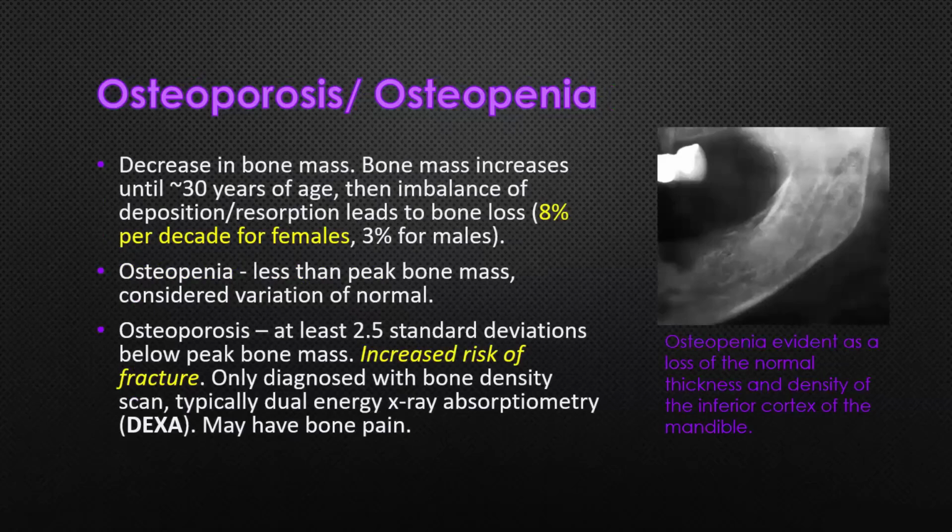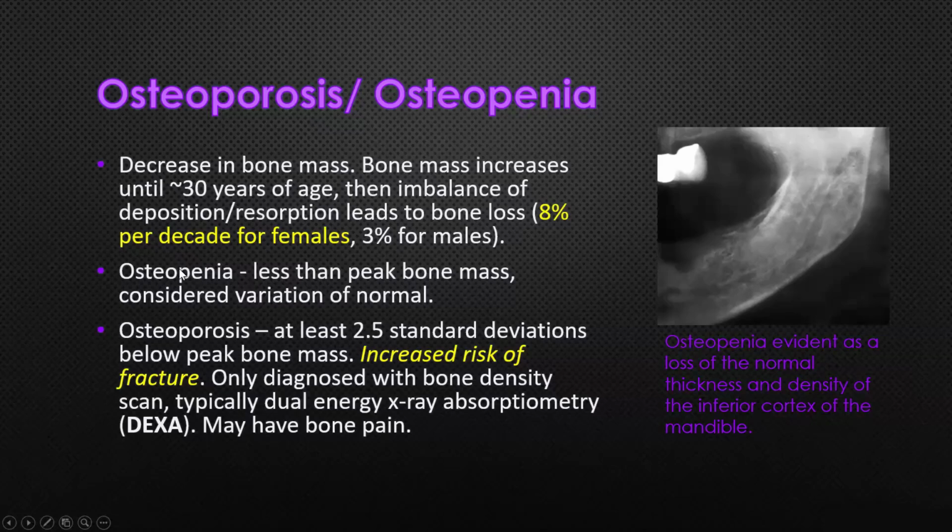So with that, that was our hormones and how things work. Let's talk about osteoporosis. Just an overall decrease in bone mass or bone mineralization. So bone mass does increase as we age until the age of 30. And then the imbalance of deposition and resorption leads more to bone loss, which is on average about 8% per decade for females and about 3% per decade for males.